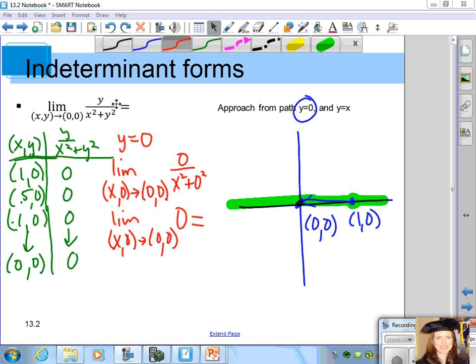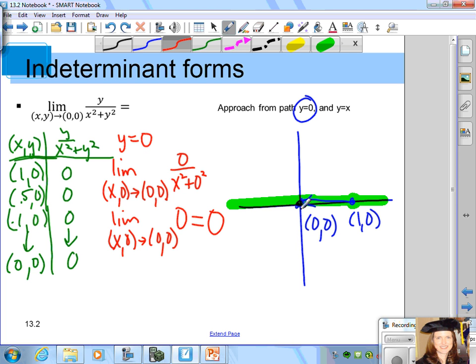Algebraically, if you take this limit and replace the y with 0, you get the limit as (x, 0) approaches (0, 0) of 0 over x squared plus 0 squared. 0 over x squared plus 0 squared can be simplified to 0. So now we can say the limit as you approach (0, 0) on this path is equal to 0.